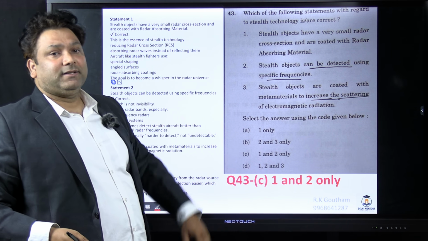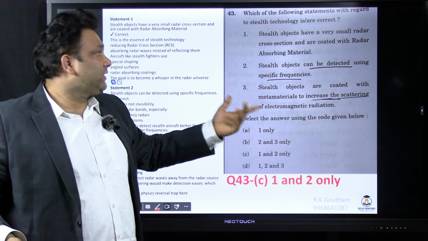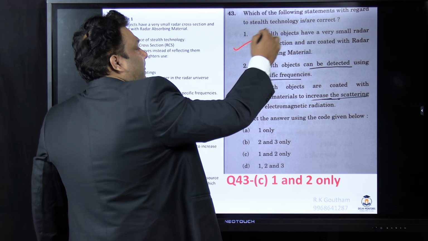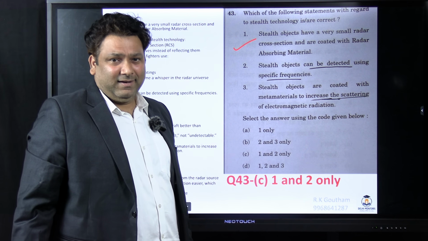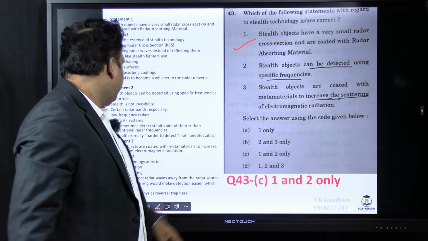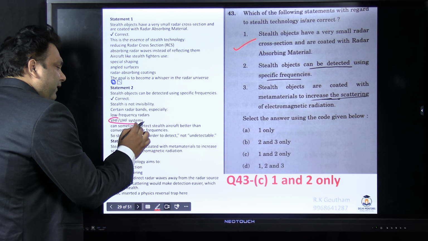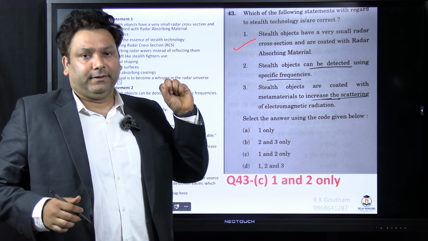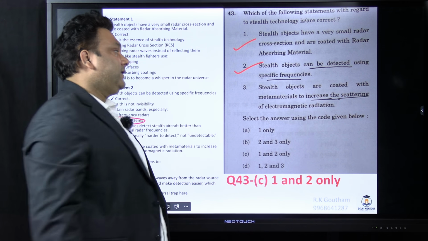So this is about the stealth technology. Now let's see the statements regarding stealth technology. The stealth object has a very small radar cross section, which is true, and is coated with radar absorbing materials. सही है. Stealth objects can be detected using specific frequencies. Yes. Not all the frequencies will work, but कुछ specific frequencies होती हैं. जैसे some very high frequency, ultra high frequency, कुछ frequencies use करके आप detect कर सकते हो. It is not undetectable. This is also a right statement.